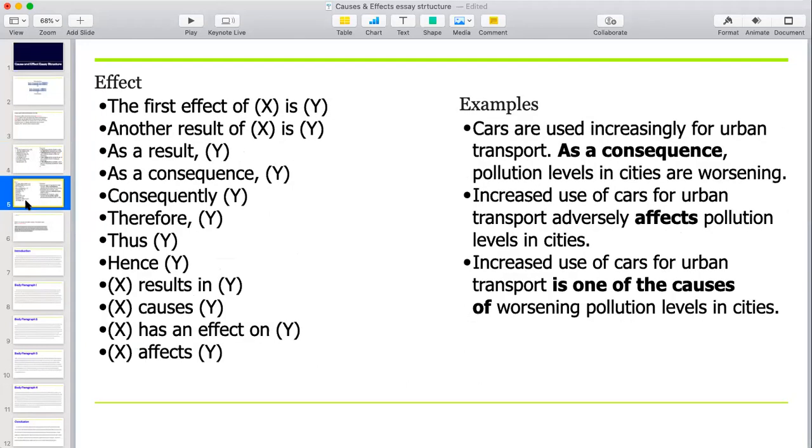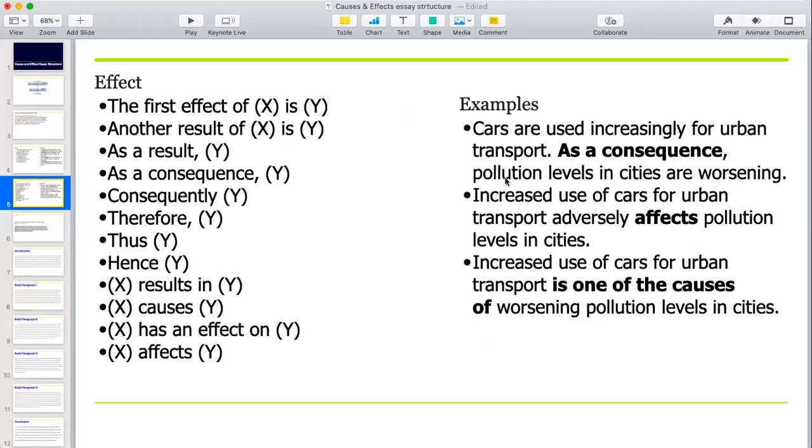Let's see a similar slide about the effect. So the first effect of something is something. Let's read the examples. Cars are used increasingly for urban transport. As a consequence, pollution levels in cities are worsening. So what is the problem and what is the effect? The problem is cars being used increasingly, perfect, and the effect is pollution.